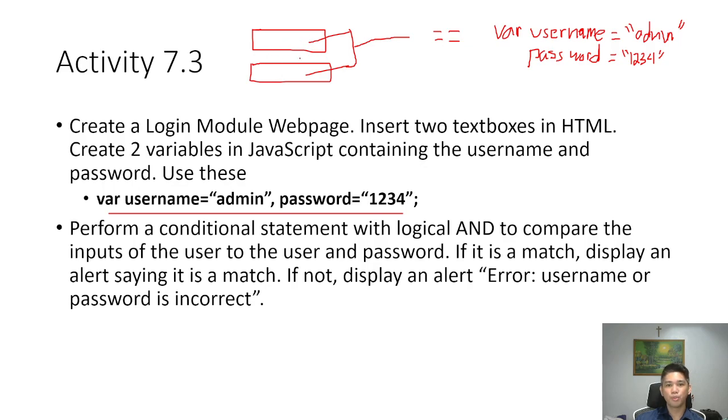The inputs will need to be placed on different variables and then compare them to the username and password. If it's a match, display an alert saying it is a match. If it is not a match, display an alert stating an error. Username or password is incorrect. Okay? So do your activity now and then later on we will discuss the answer to this one.